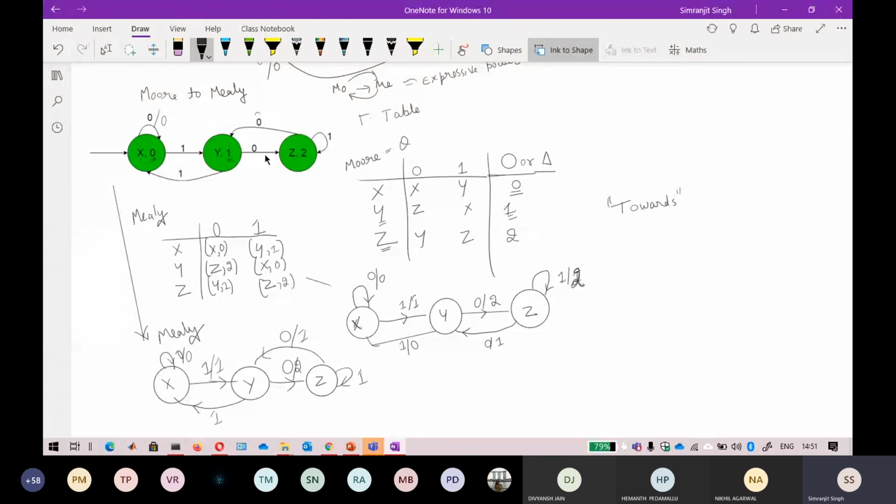In the same way, what is remaining? This one is remaining. One is coming towards X, so take that 0 and place it here. That will become your output. Only one thing is remaining. This one is coming towards Z, which has an output of 2, so take the output and place it. So you can directly convert without using any transition table method.